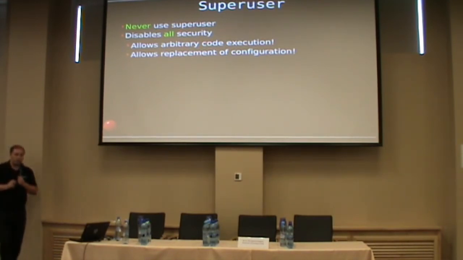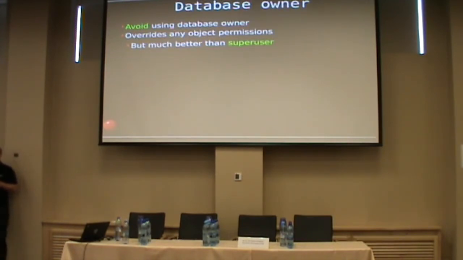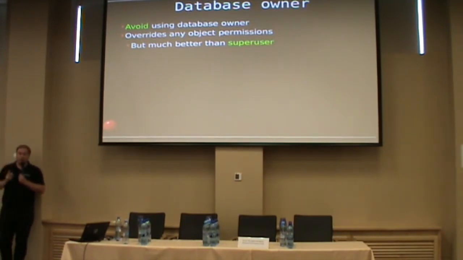Now the next step down below superuser is the database owner, which you should really avoid using if you can, because the database owner can bypass all permissions in that database. Right? Even if you revoke the permissions, the database owner can grant itself those permissions back. So in reality, you can't revoke them. Now it's still much better than superuser, because the database owner can't run arbitrary code. It can't rewrite files in the file system. But you should still try to avoid it.